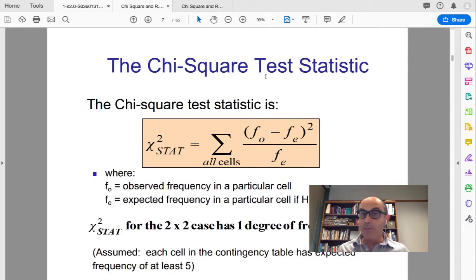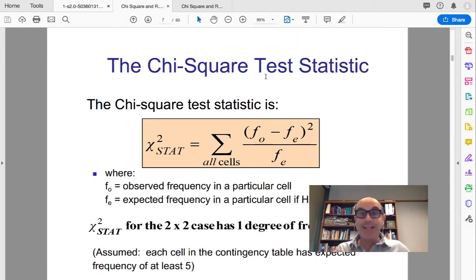Now, let's talk about what the chi-square test means. In this framework, we have the idea of the x squared, and we are calling out all the cells. We are talking about F0 minus Fe, squared, divided by Fe. F0 is the observed frequency in a particular cell. Fe is the expected frequency in a particular cell if H0, the null hypothesis, is true.